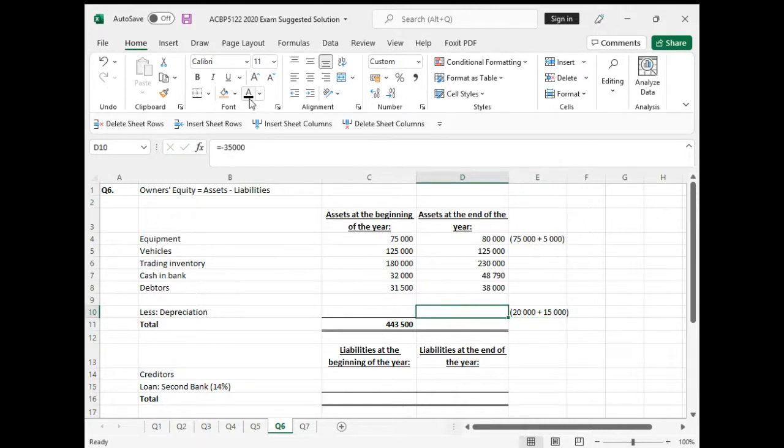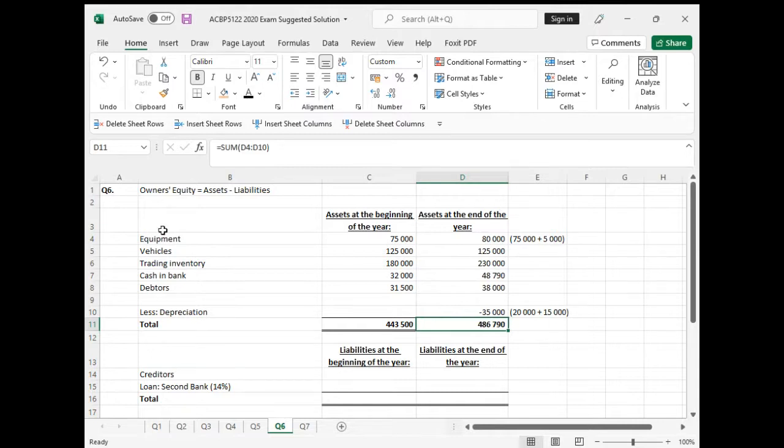We would generally include it under your equipment or your vehicles amounts, but you could show it separately as well. So just deduct it here. So our assets at the end of the year is 486,790, where it was 443,500 in the beginning of the year.